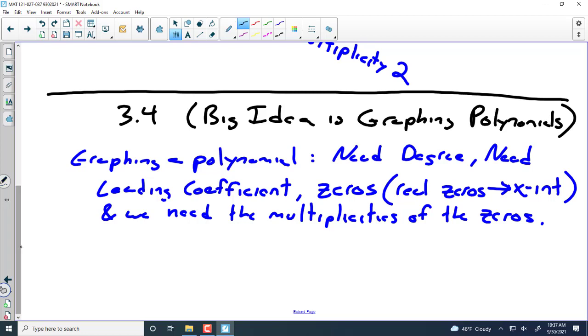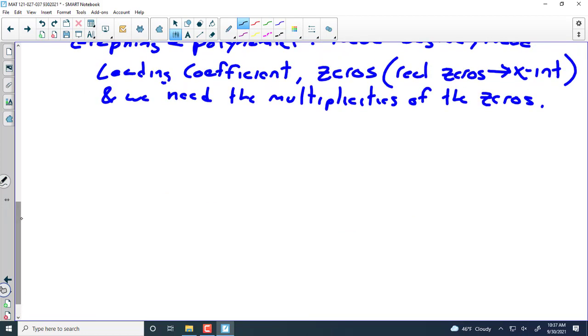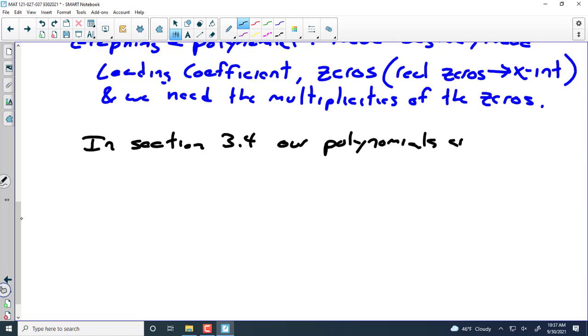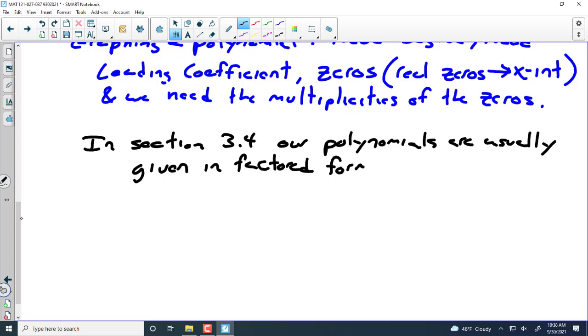There's some good news for us, and that is, in section 3.4, our polynomials are usually, not always, usually given in factored form. And if a polynomial is given to you factored, it's pretty easy to spot the zeros just by looking at it. That's great news for us. That's usually the hardest thing to find, is the zeros. And if it's given to us in factored form, they've done most of the work already.